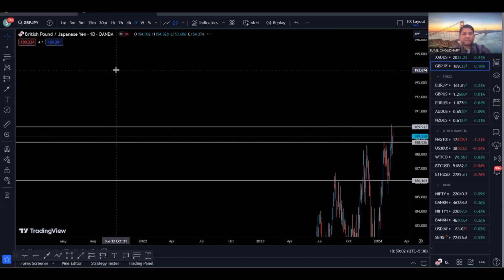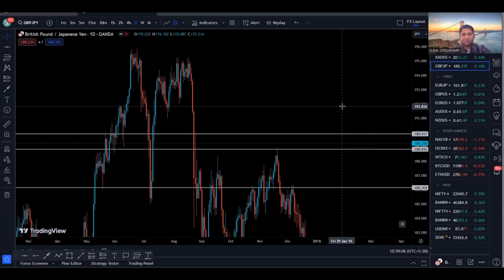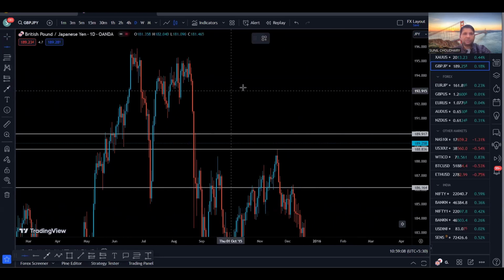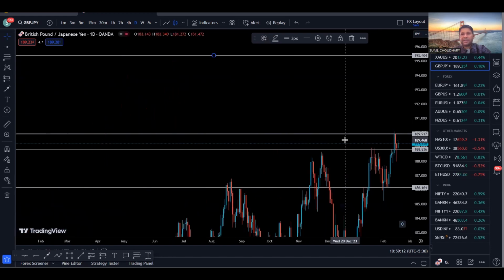And if we talk about the next resistance, for that we need to go to the left hand side to find out where the next resistance is. So we can see that the next resistance is right here, right? So now let's come back to our chart.